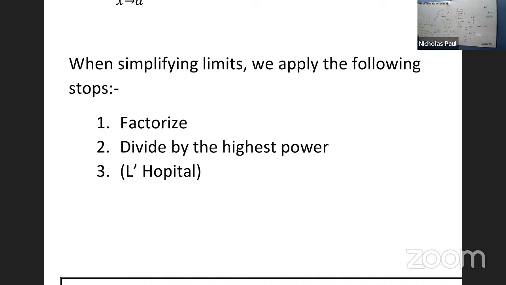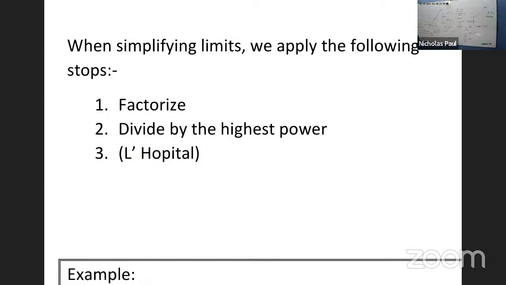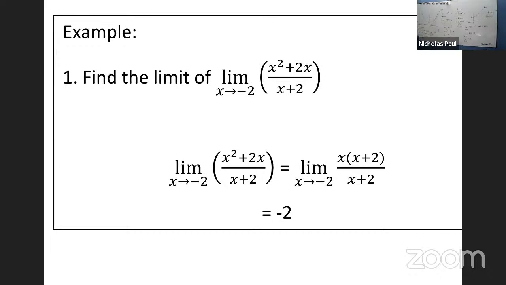You can factorize, you can divide by the highest power, or you can check it with L'Hopital. You cannot use L'Hopital for your solution, just to check your answer. All right? L'Hopital, I'll show you how to do it. It's using differentiation. All right? So let's start here. We have a nice example here.